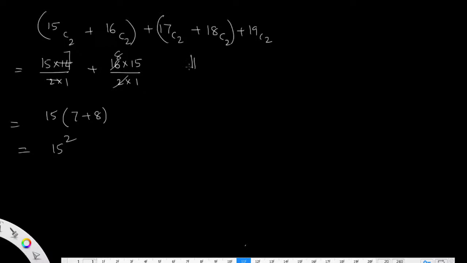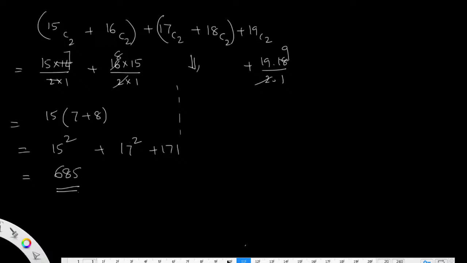Similarly, these terms can be written to give 16 square, then this value goes to 17 square. And this value is nothing but 19 into 18 by 2 into 1, so that is 19 into 9, that is 171. So the total value becomes 225 plus 289 plus 171. The value goes to 685. This option is correct. So that is the value.